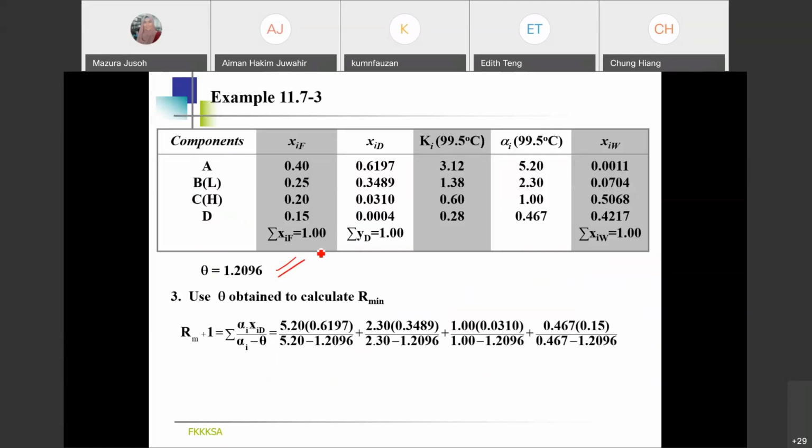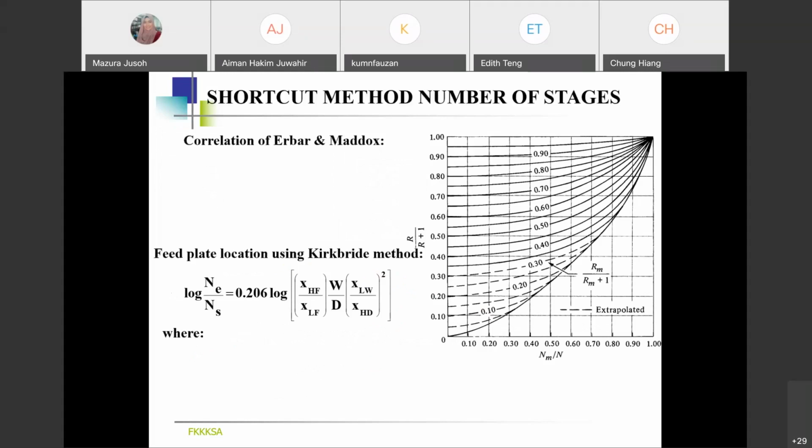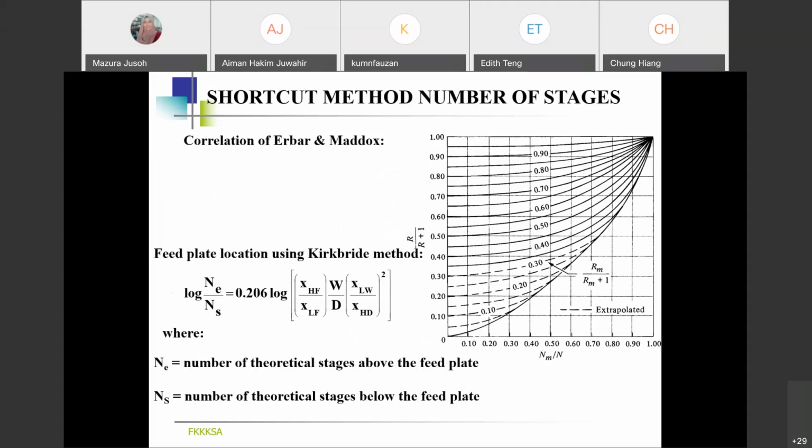Use your theta to calculate your R min. Put this into this equation, and then you will finally find your R min as 0.395. And then this is another method.